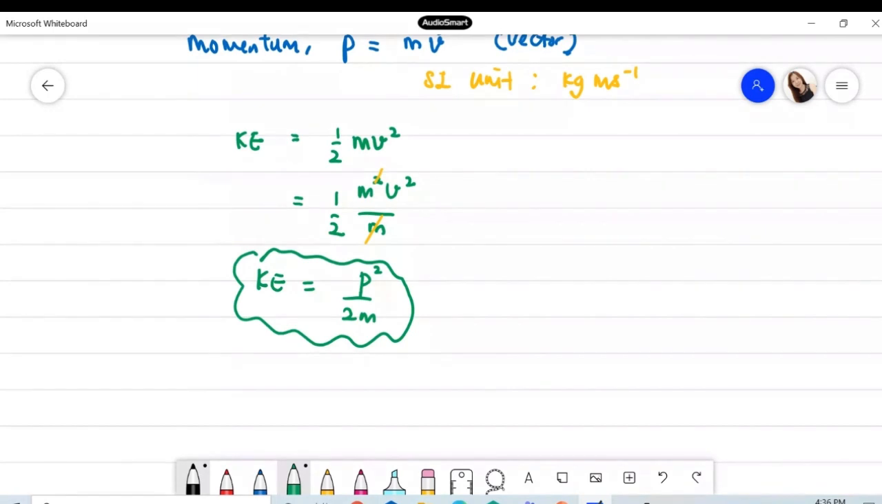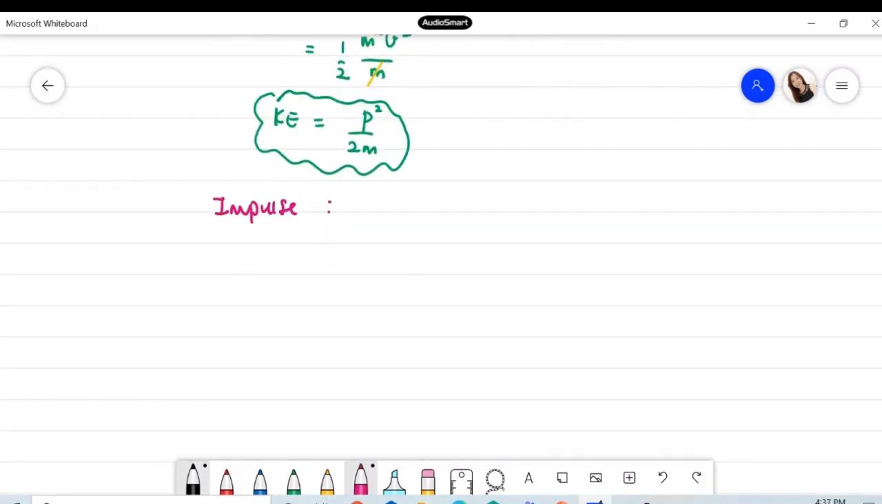Okay. Now let's move on to another term. It's called impulse. Impulse is actually the change of momentum. So I can write it as I, change of momentum. As I mentioned before, every time you see this change, it means we are using final minus initial. So final momentum is mv, initial momentum is mu. If v is the final velocity and u is the initial velocity, this one will be the final momentum, and this is the initial momentum.